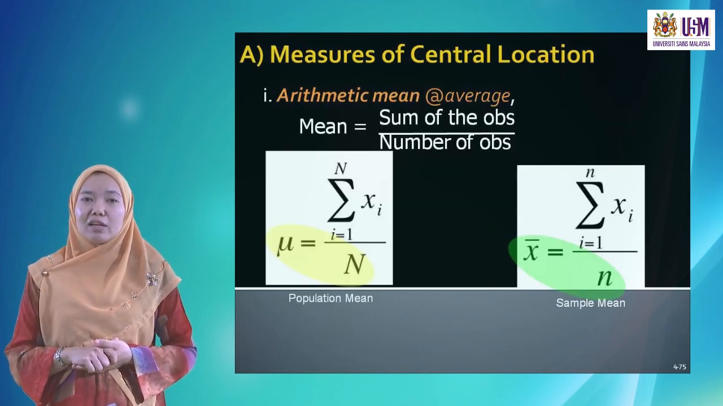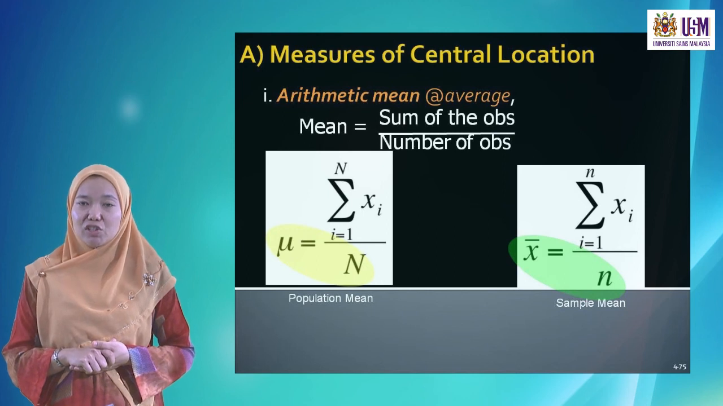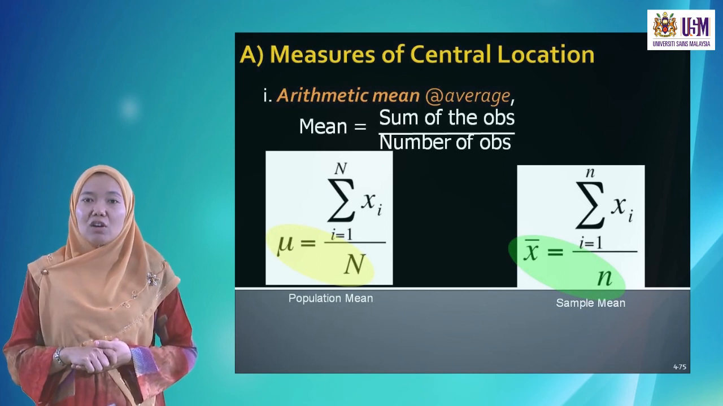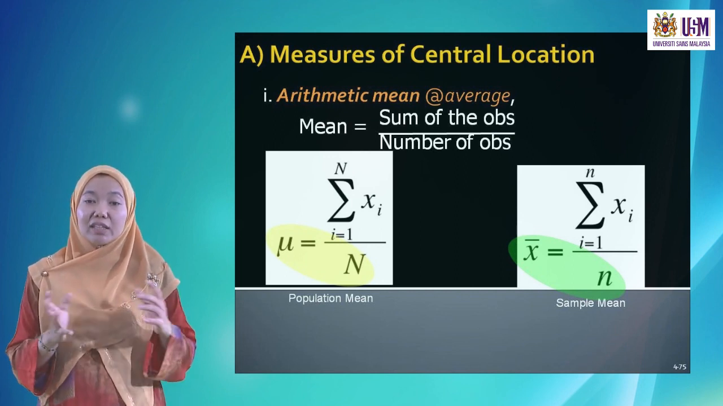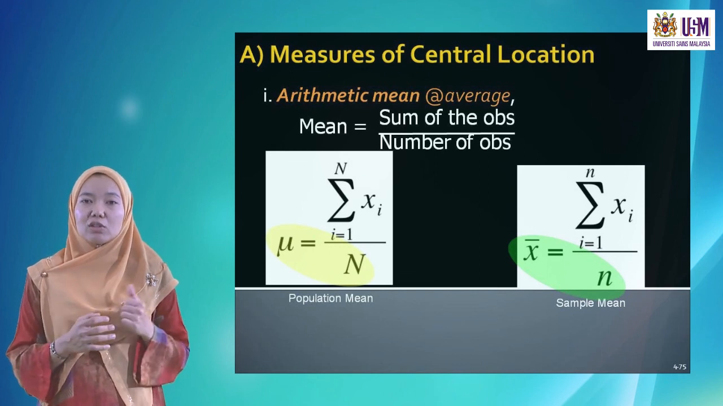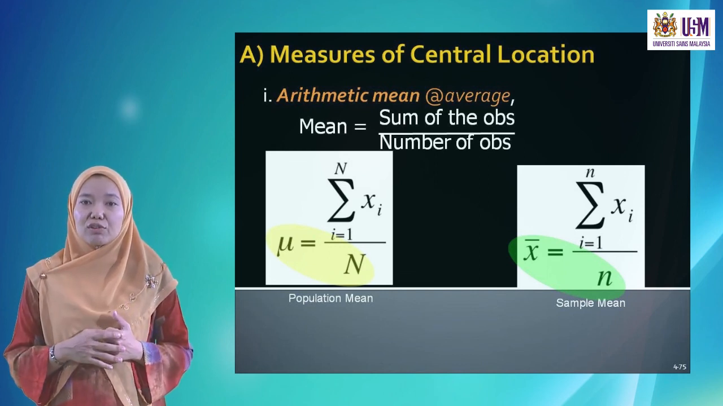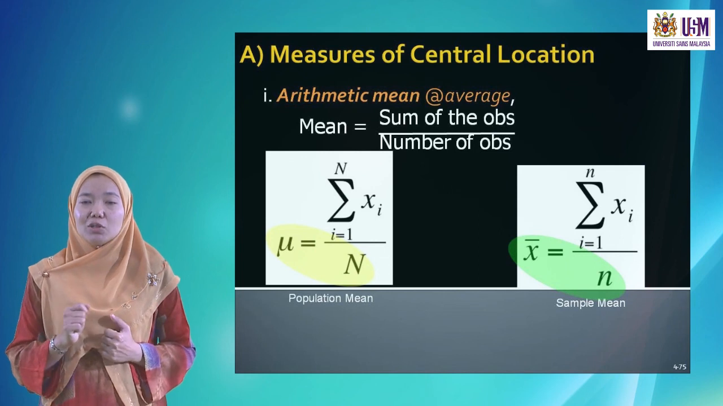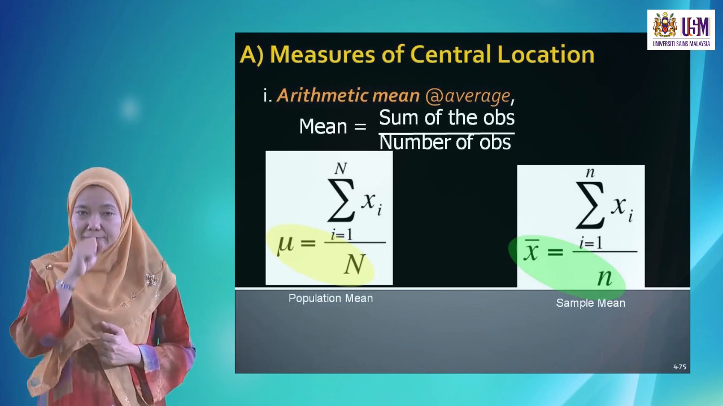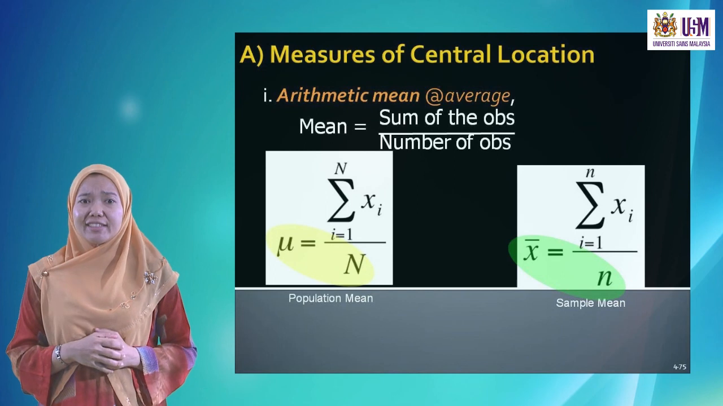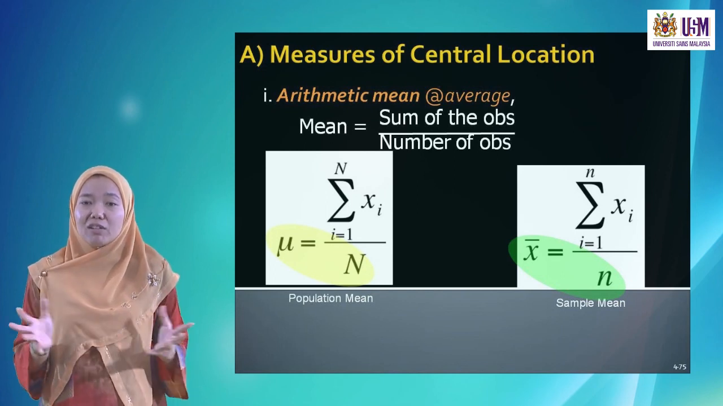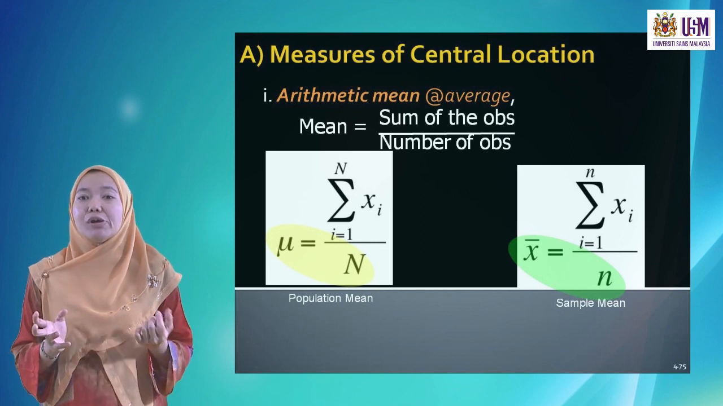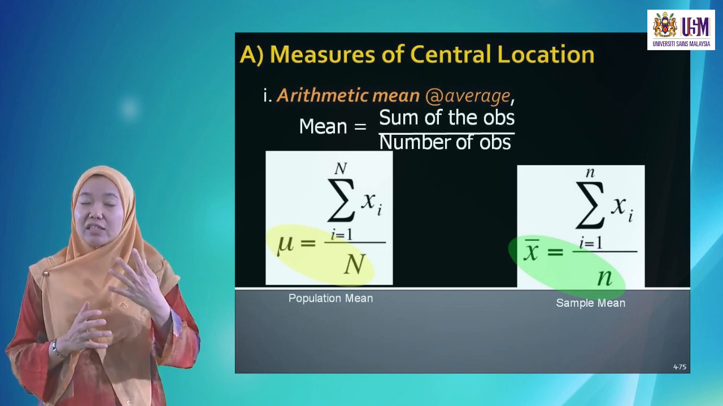Let's look at the first part of chapter 4. We are looking at measures of central location or measures of averages. There are other names, of course. The first is what we call the arithmetic mean, or simply, the everyday word for it, average. How do you calculate the average? This is the formula. Don't get scared of the formula, because the average is simply the sum of all observations divided by the number of observations. That is in words.